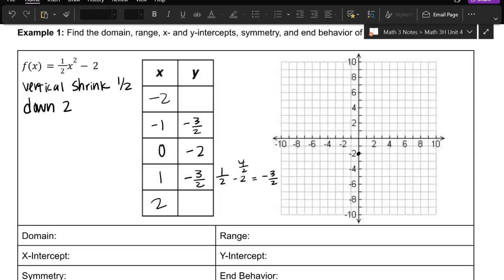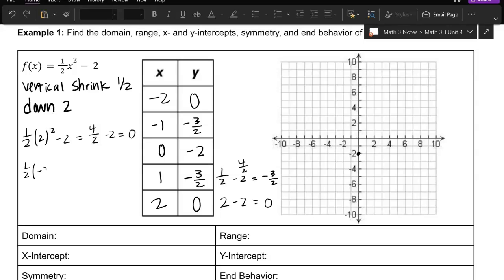And then if we plugged in a 2, 2 squared is 4. 4 times 1/2 is going to be 2, so 2 minus 2 is going to be 0. So we're just plugging in those points. So 1/2, 2 squared minus 2. So 4 divided by 2 minus 2, that's how we get that 0.